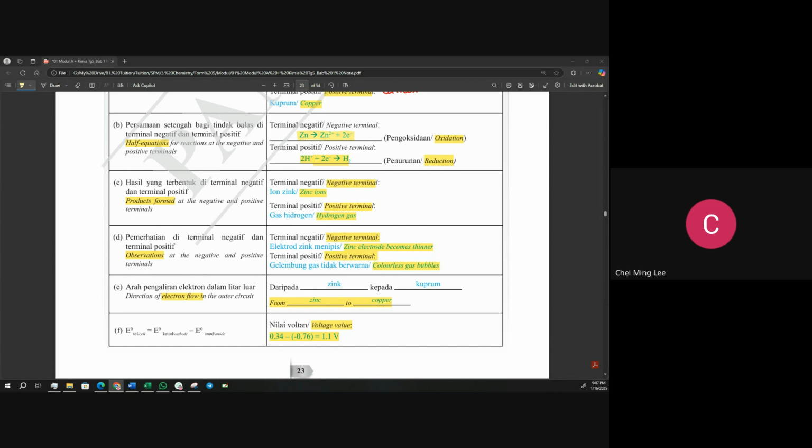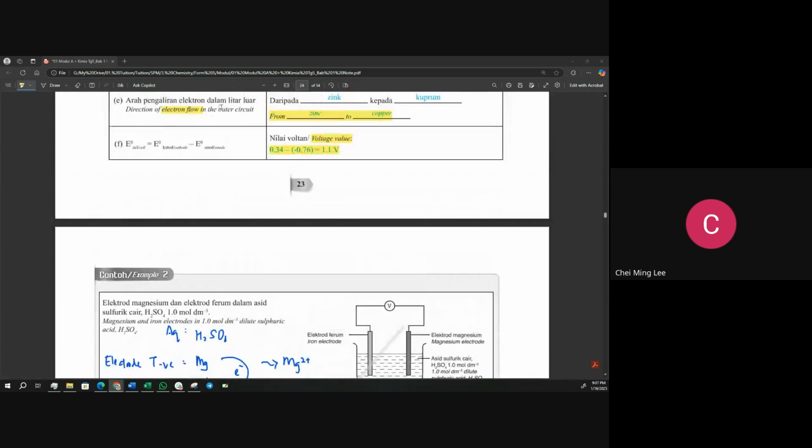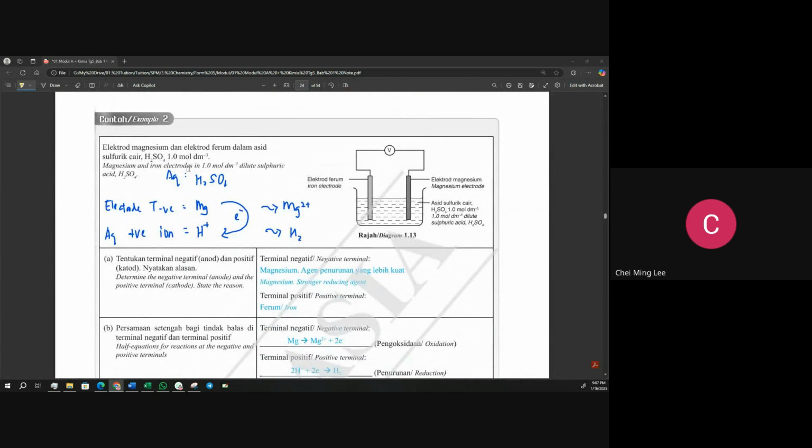All right, so let's continue. Now for the second one, because we already have one, we don't need to copy everything. Magnesium and iron electrode in 1.0 mole per dm cube dilute sulfuric acid. The positive ion will be hydrogen, because the ion position is lower, so that's why they will use hydrogen.